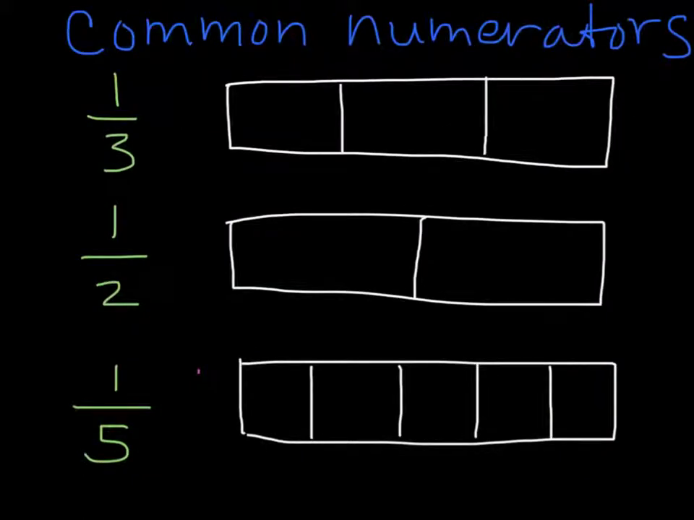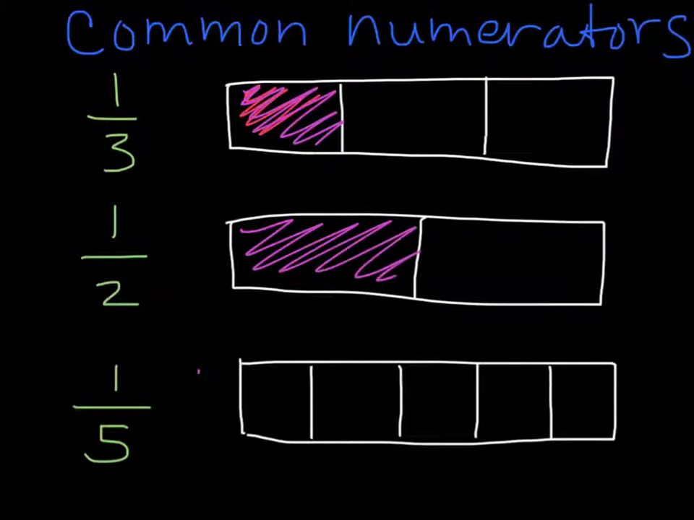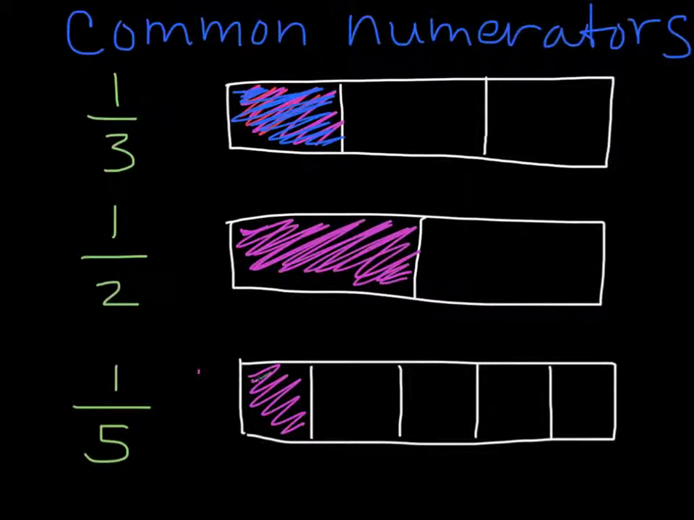Here's a bit of a different example where we have common numerators. We have 1/3, 1/2, and 1/5. I'm going to do a little picture so you can see what that would look like. In this case, we have 1 piece out of 3. In our next example, we have 1 part out of 2. And in our last example, we have 1 part out of 5. Take a look at those and see if you can draw any conclusions about how you would order them from greatest to least.